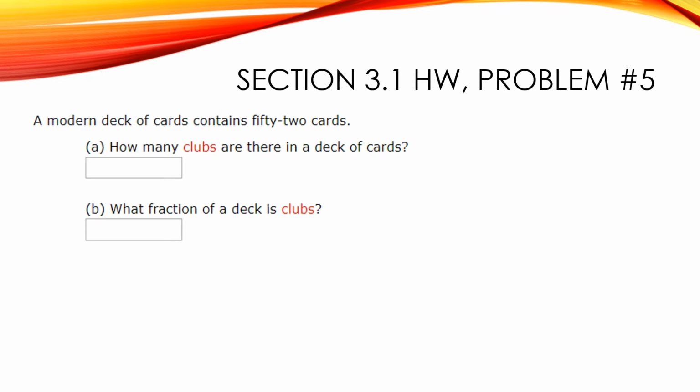You're going to have one of the 4 suits there. We just learned that there are 52 cards in the deck. There's 4 suits, which means there's 13 of each suit. So that means there are 13 clubs in a deck of cards. And then it says, what fraction of a deck is clubs? This is really easy. You just take the 2 numbers that you have here, 13 and 52, and you're going to make a fraction out of that. So 13 out of the 52 cards are clubs.